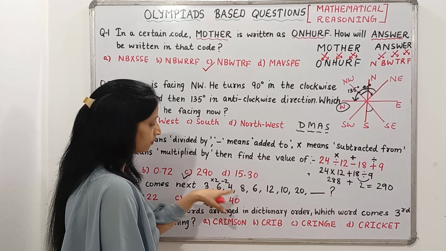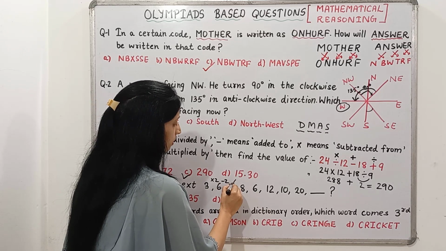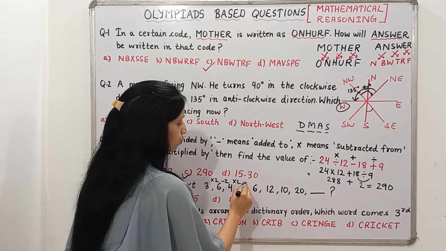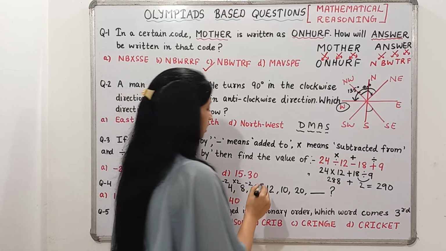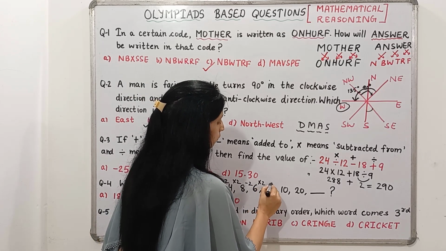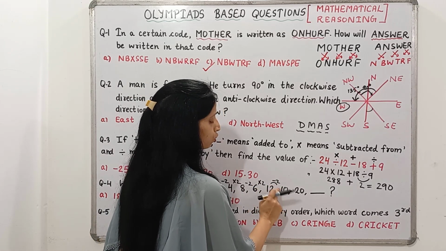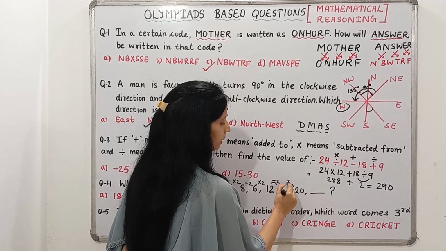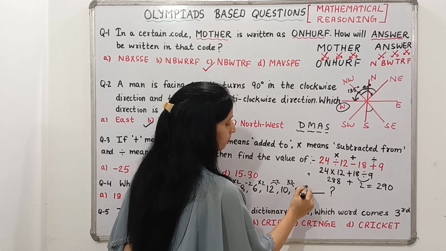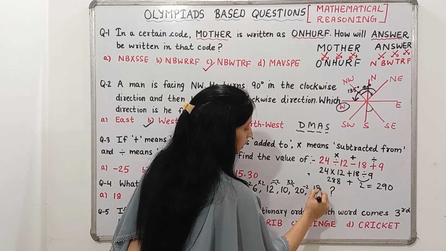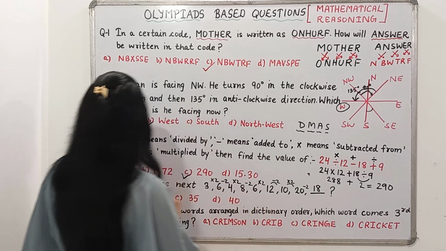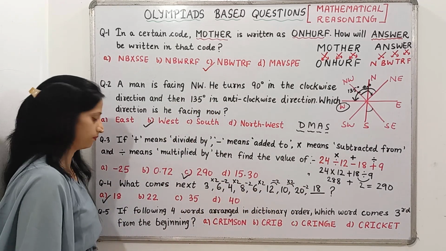Again let's check. 4 2s are 8. Yes, again multiplied by 2. Then minus 2. We are getting 6. Again multiplied by 2, 12. Then minus 2. 12 minus 2 is 10. Again multiplied by 2. And then minus 2. So what we will get? 18. Our answer will be 18, the first option.